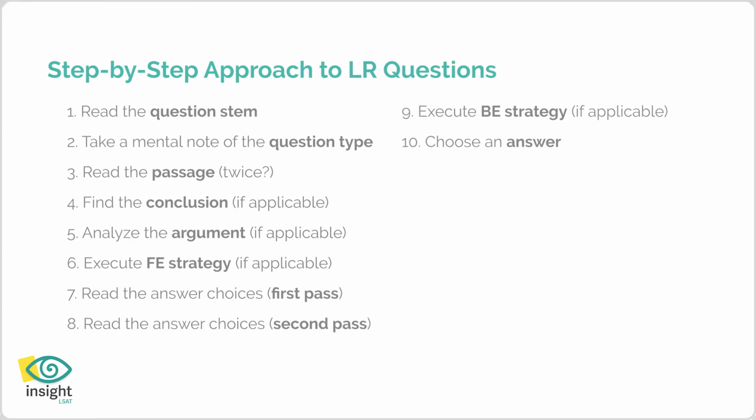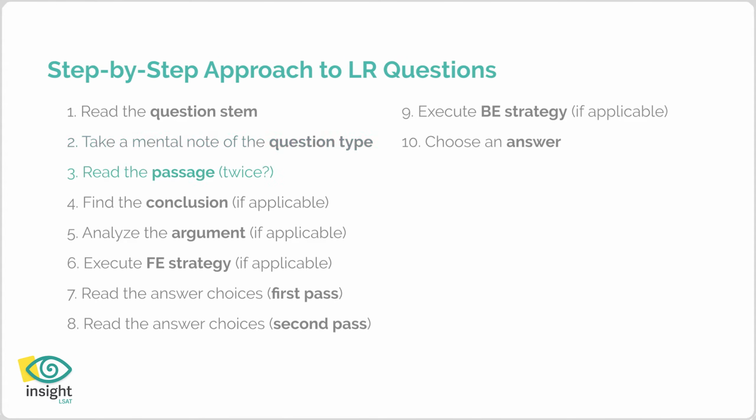We start by reading the stem so that we can identify the question type and read with purpose, that is, with a sense of our task in mind. Next, we make a mental note of the question type. Actually say it to yourself in your head. Structural analysis, necessary assumption, flaw, etc. This will keep you focused on the task at hand while you read, which is what you do next.